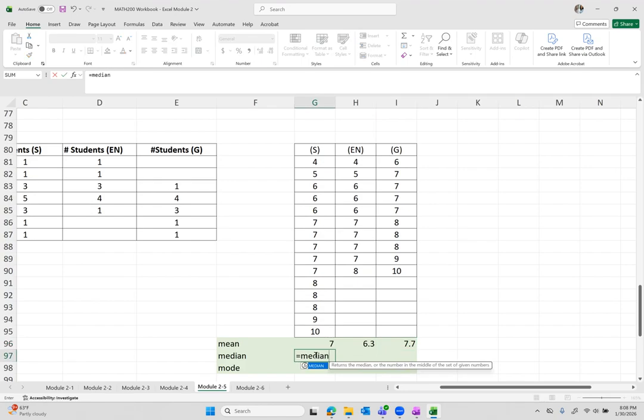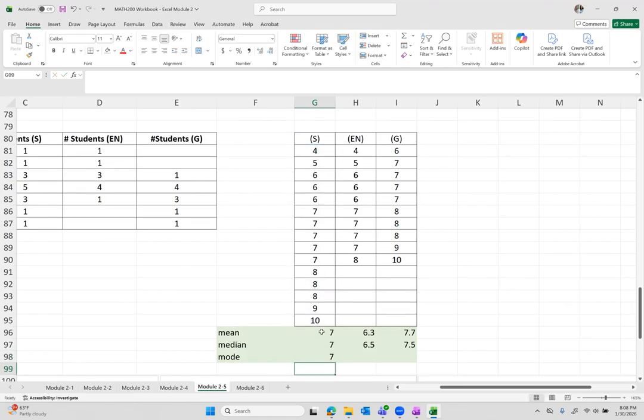The median equals median of those data values. And again, I'm going to copy and paste, and Excel will just calculate it over. And the mode equals the mode. I don't really need to do that. If I have created the histograms, I can see the mode. It will be the value that has the highest rectangle in the histogram.